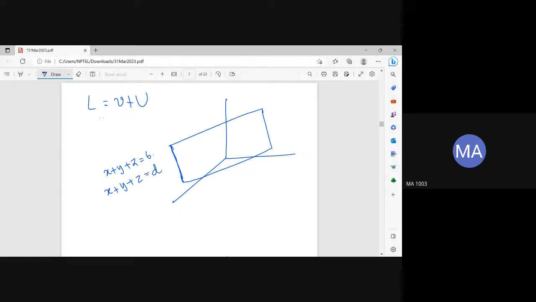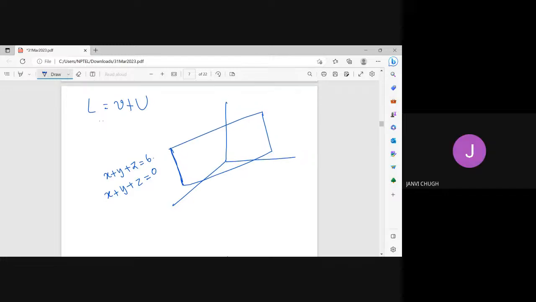This is any parallel plane, and it has to pass through the origin. That is, 0, 0, 0 should lie on the plane. So it has to be equal to 0. That's it. This is the underlying subspace. But the plane was given like x plus y plus 2z equals 6. Okay, fine. What is the problem? Your coefficients will all be the same because it has to be parallel.